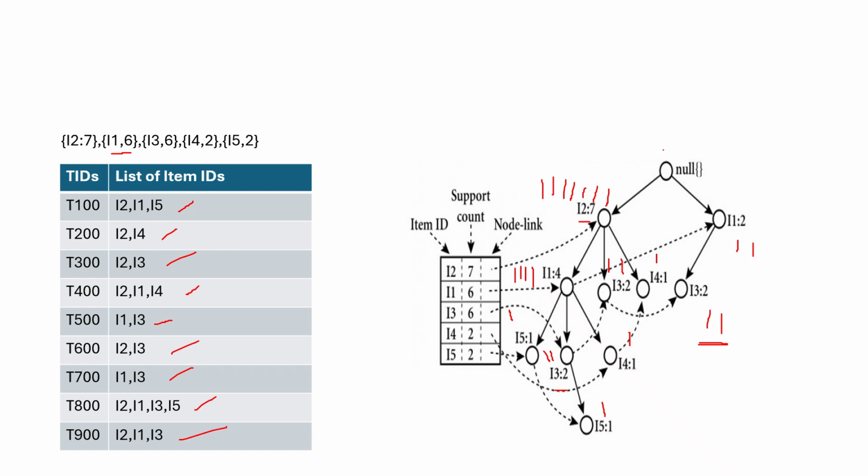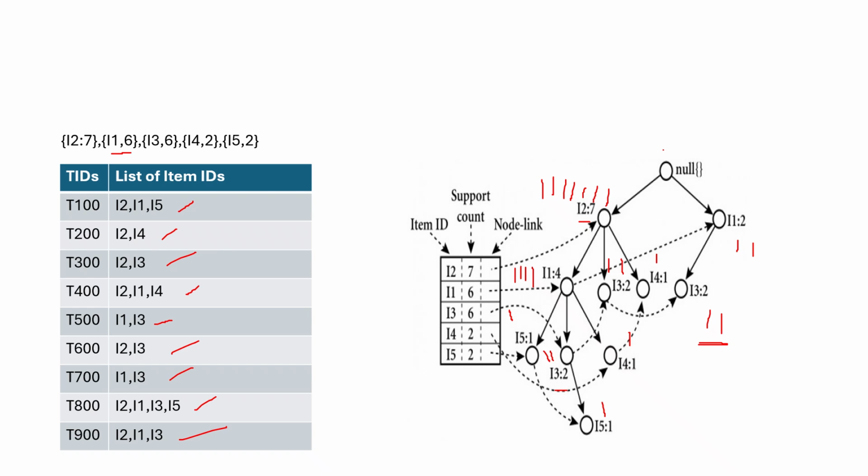So what is this? I2 is to 7, I1 is to 4. These are all the support counts. For this node, how many times has it occurred? That is why I've put this line. So 7 times it occurred. So I2 is to 7, which is the support count for I2 for this node. Now you can see I1 had occurred 4 times here. So the support count is I1 is to 4 for this node.